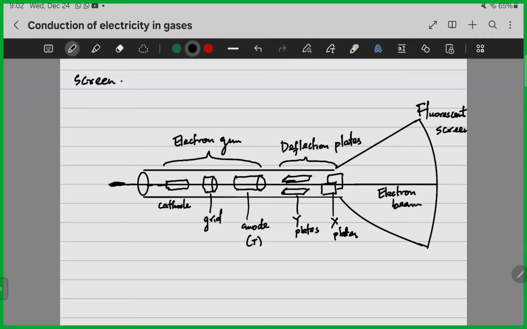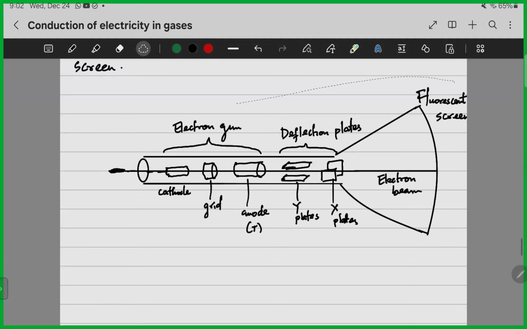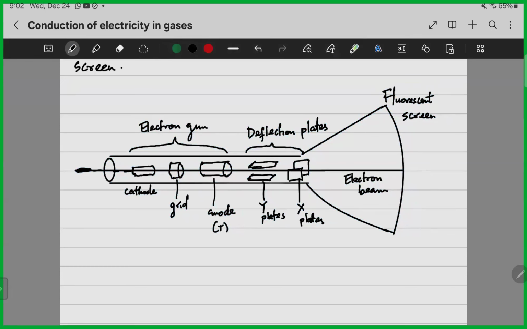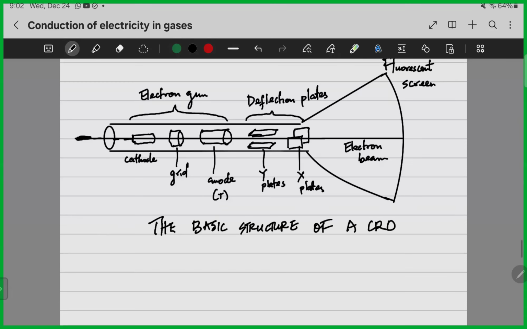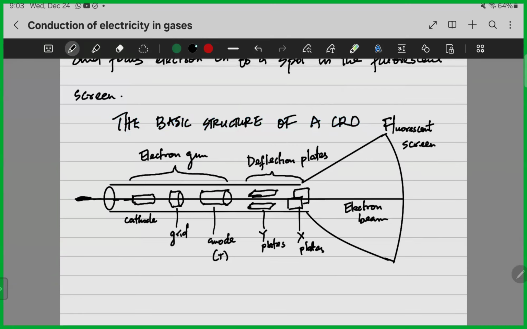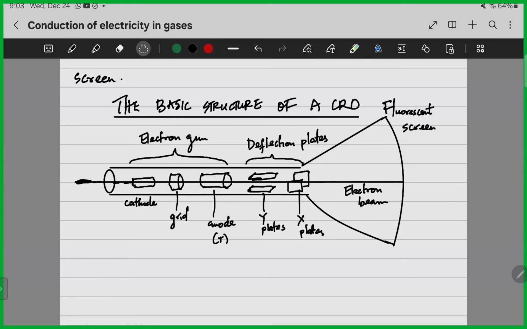Now, the idea is that, let me shift this entire diagram. This particular diagram is called the basic structure of a cathode ray oscilloscope. Okay, let me move this diagram side to up. Underline it. Let me move the diagram down a bit.